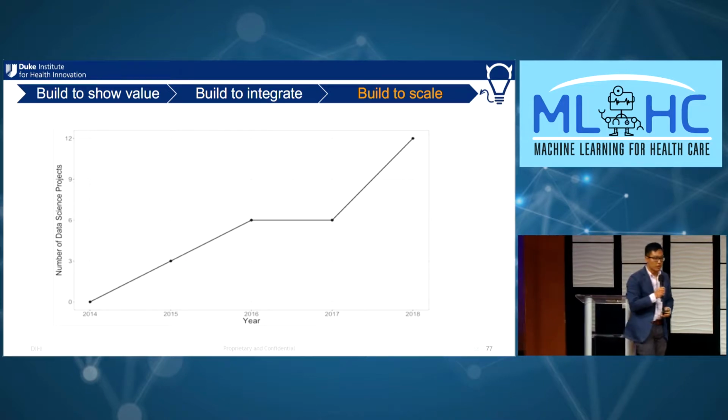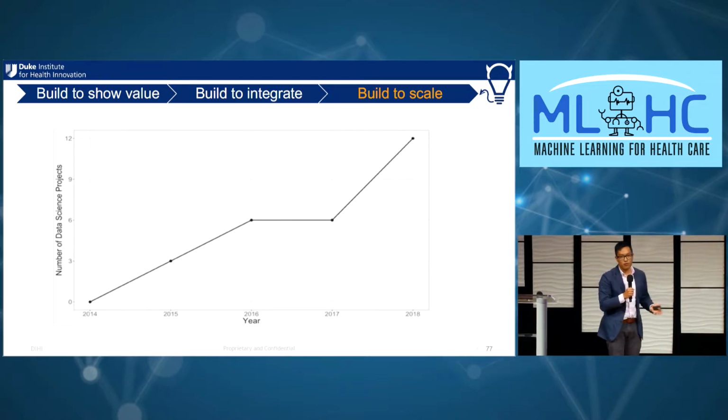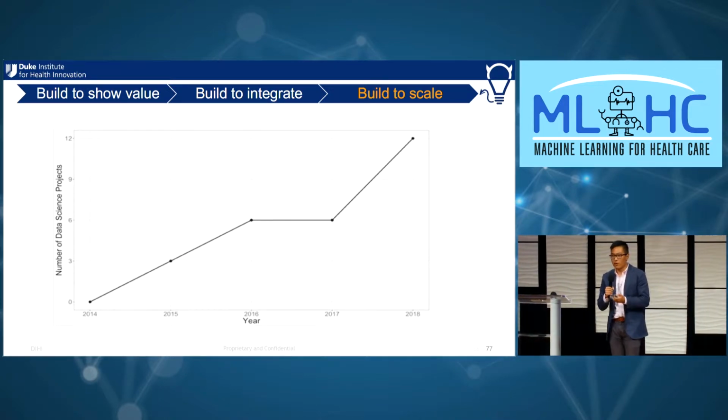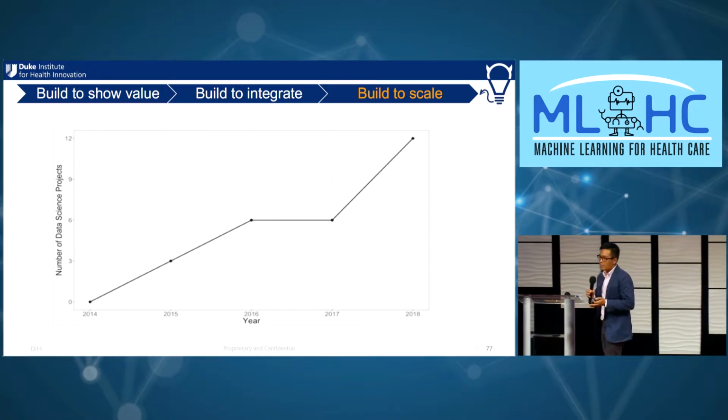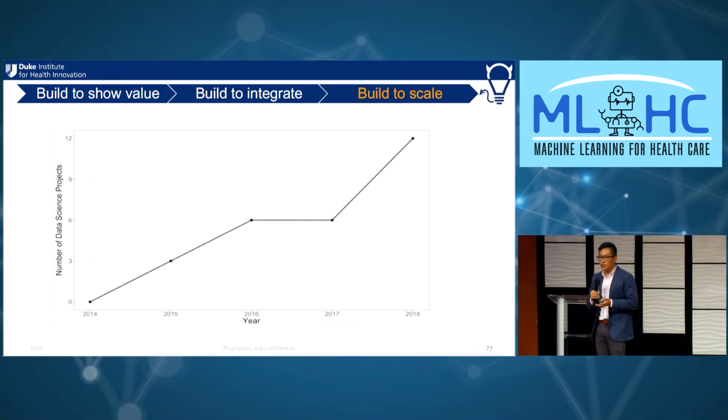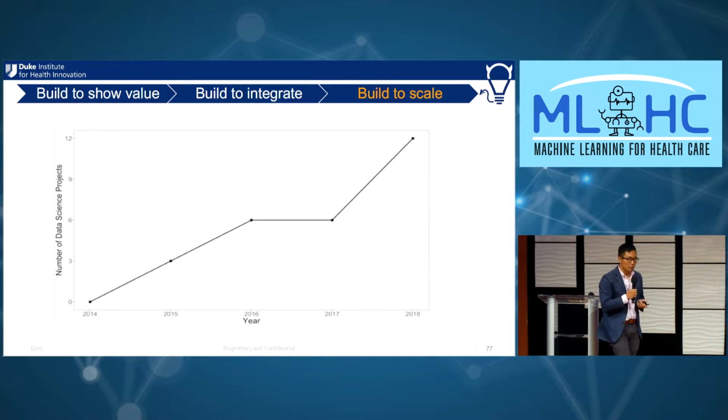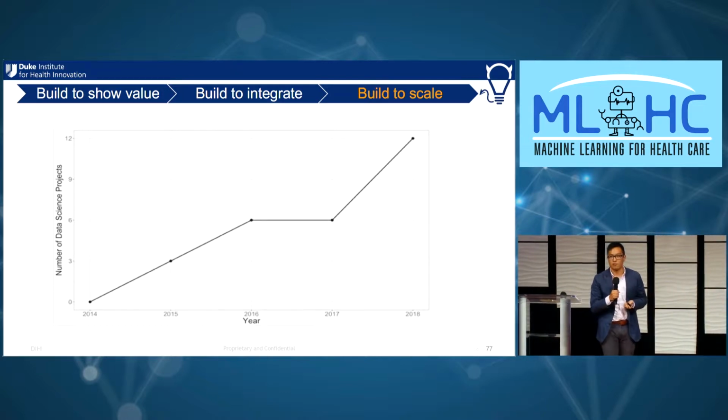So as Mark mentioned earlier, the number of projects that we've worked on from year to year has grown very quickly, and our capacity hasn't really kept up. And so we have to think about what are some ways that we can increase our capacity to do these types of projects.